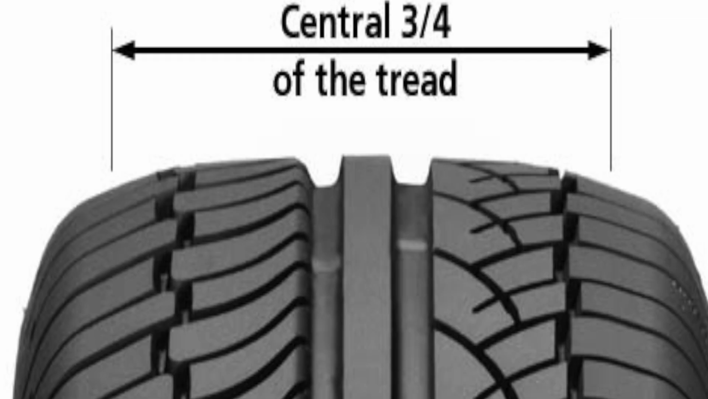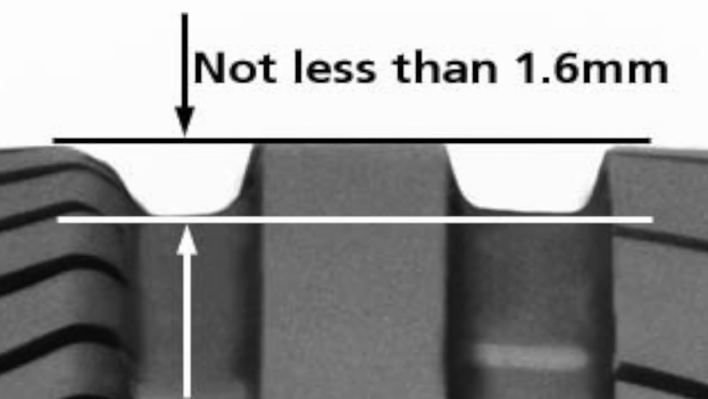You can judge the depth of the tyres by putting your hand along the central three quarters, as you can see here in this picture. And the tread depth must be measured in between the black and the white lines here, and it must not be any less than 1.6 millimeters. Your tyre has to have depth for better grip on the road, especially in wet weather.